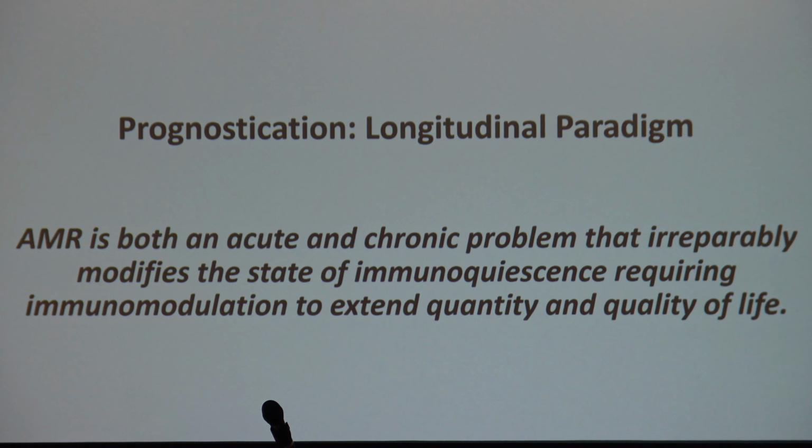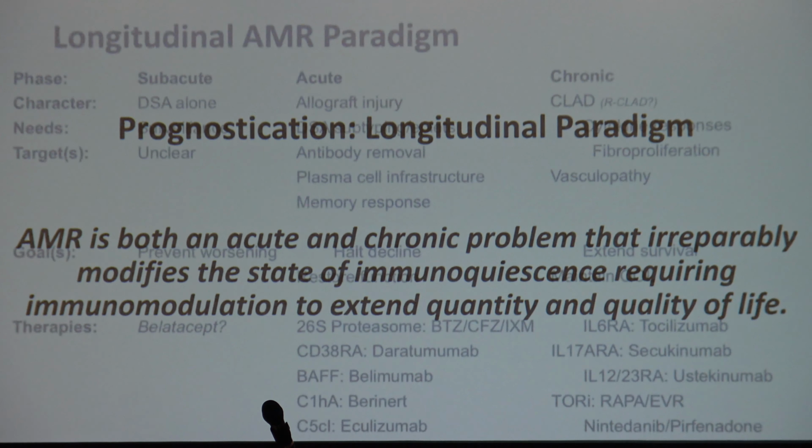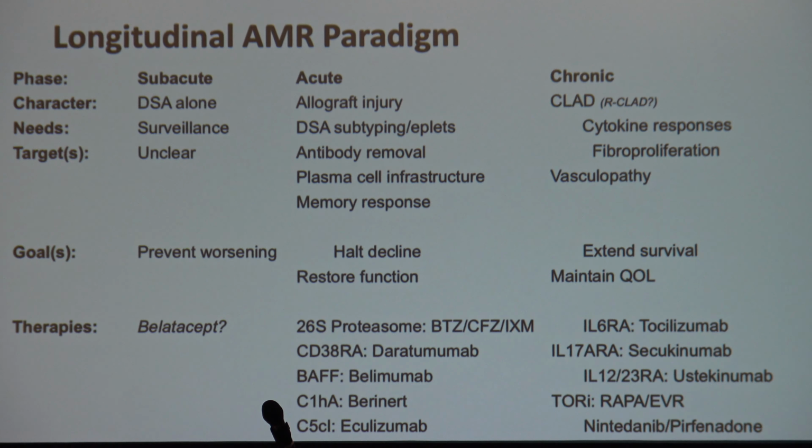And finally, his thought to us was that AMR is both an acute and chronic problem that irreparably modifies the state of immunoquiescence, requiring immunomodulation to extend quantity and quality of life. And I thought this was a really nice summary and a very dramatic way to put it, showing that we really do need to spend more time investigating AMR in the lung.